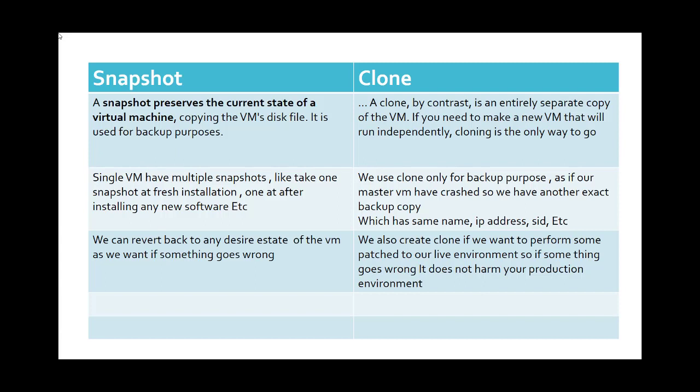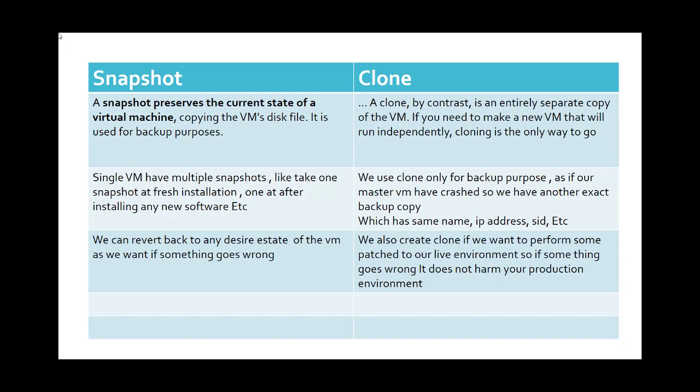So let's move on. What is the difference between a snapshot and a clone? Basically, a snapshot preserves the current state of a virtual machine, copying the virtual disk file, and it's used for backup purposes. A clone, in contrast, is an entirely separate copy of a VM. If you need to make a new VM that will run independently, cloning is the only way to go.